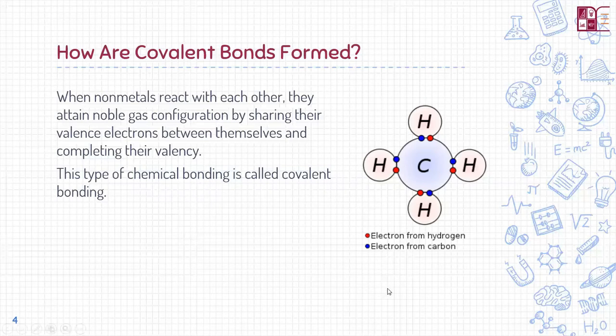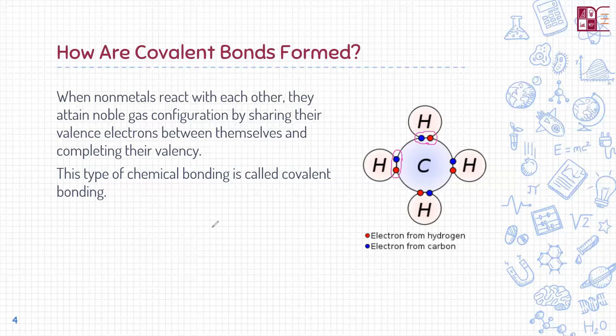The covalent bond involves an electrostatic force of attraction. The atoms have electrostatic force of attraction in this bond because of these shared electrons and because of the positively charged nuclei of the two atoms which are sharing their electrons. So this is how a covalent bond is formed.